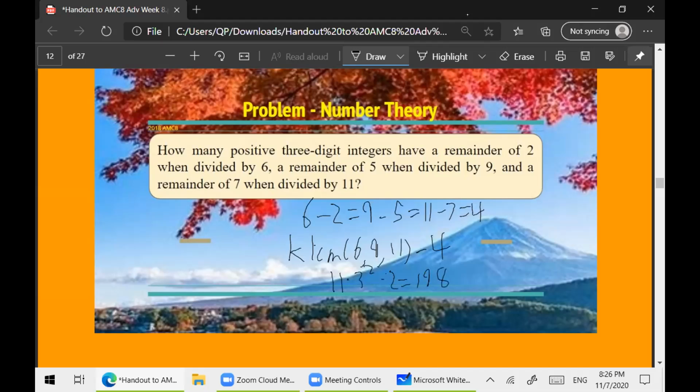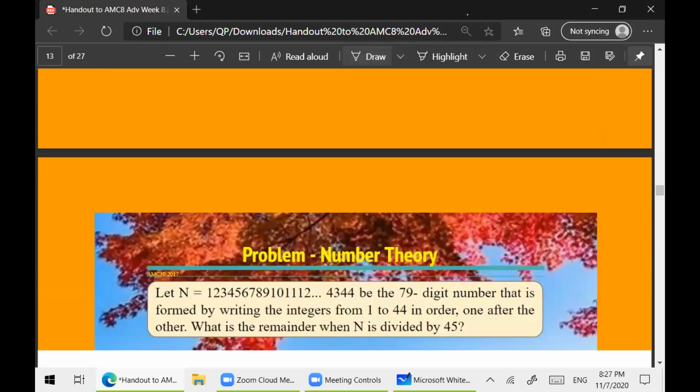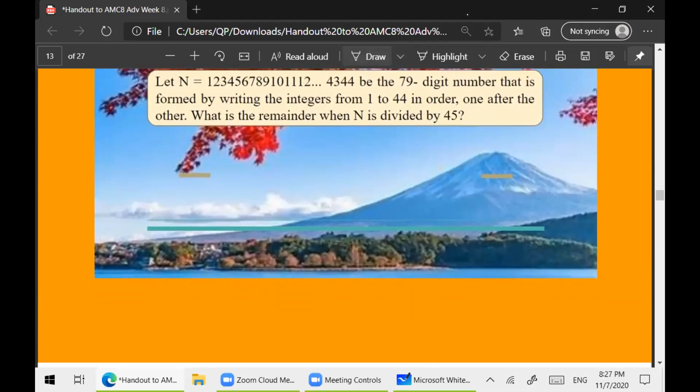And for 198k minus 4, if you calculate this out, there's exactly 5 values of k such that 198k minus 4 is a 3-digit integer. And now on to the next question.